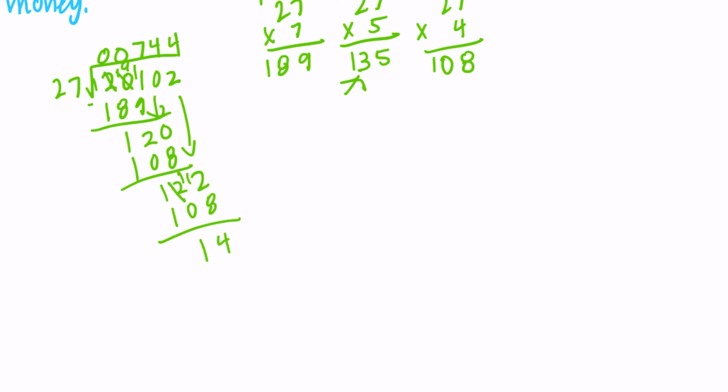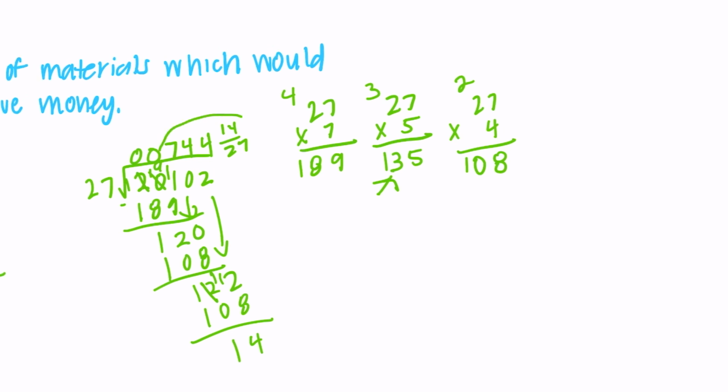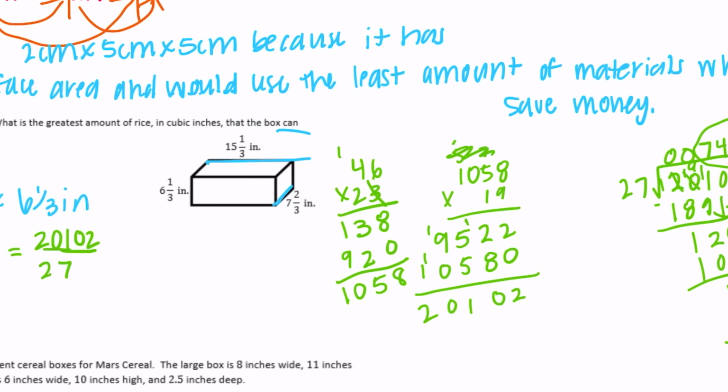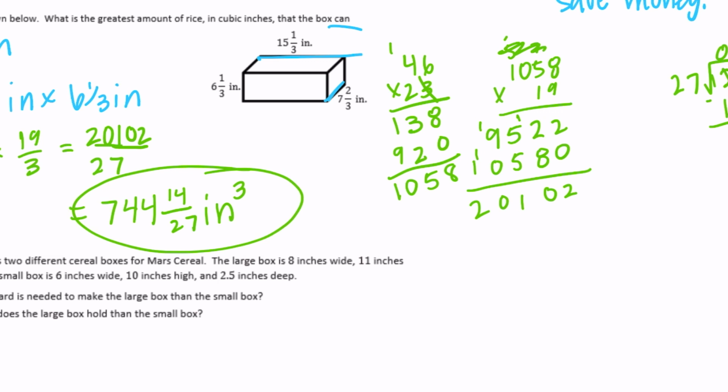Minus 8 is 4. So we have 14 left over out of 27. So 744 and 14 27ths. And that cannot be reduced. So that's equal to 744 and 14 27ths inches cubed is the volume of that.